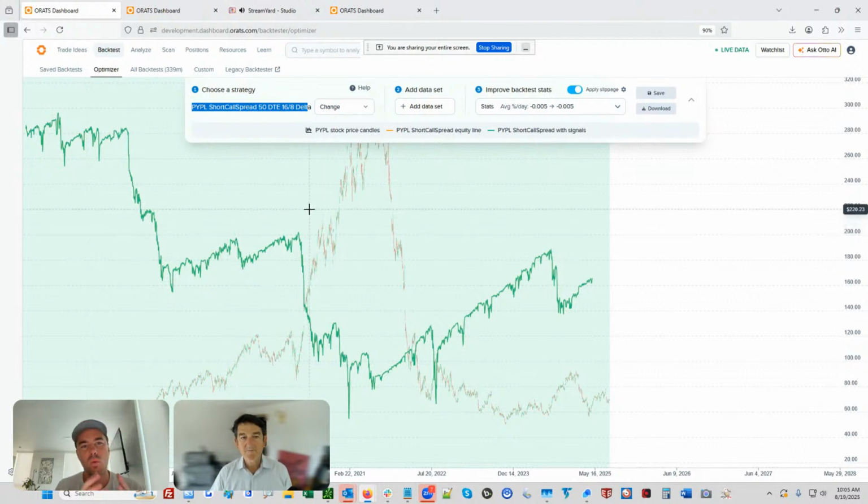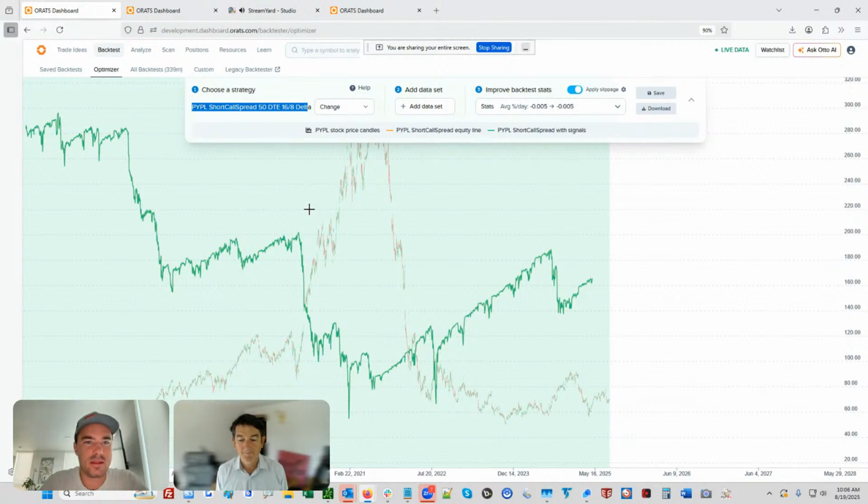The goal of the optimizer at a high level is to apply ORATS proprietary indicators and make them apply to the backtest in a statistically significant way such that we improve the average percent per day of the backtest. And I say average percent per day because that's the stat there on the right side.